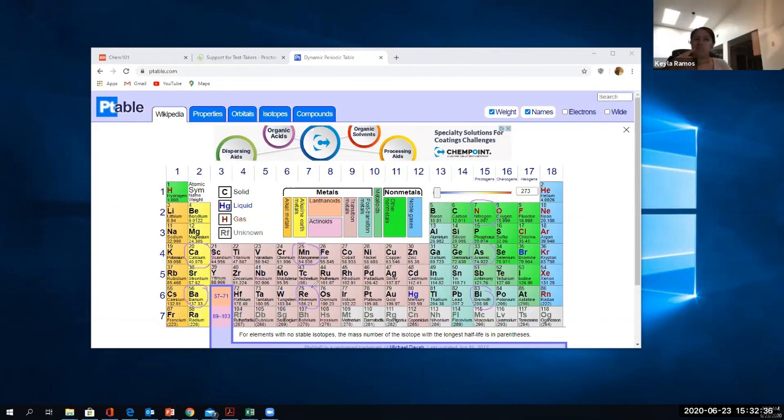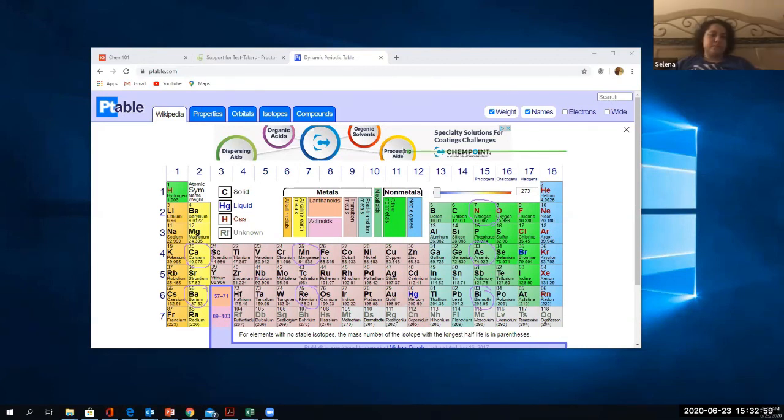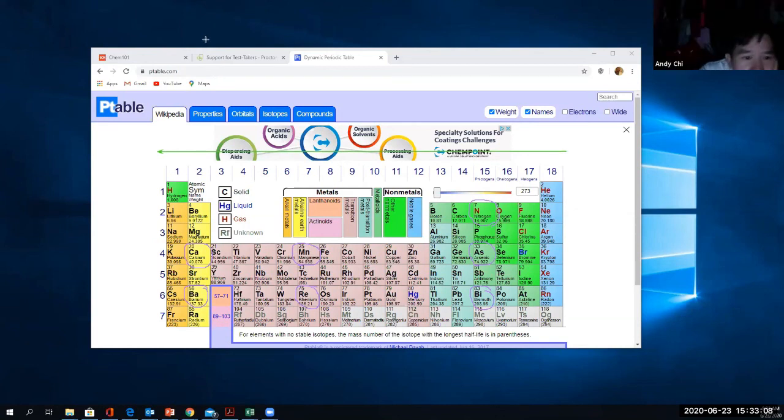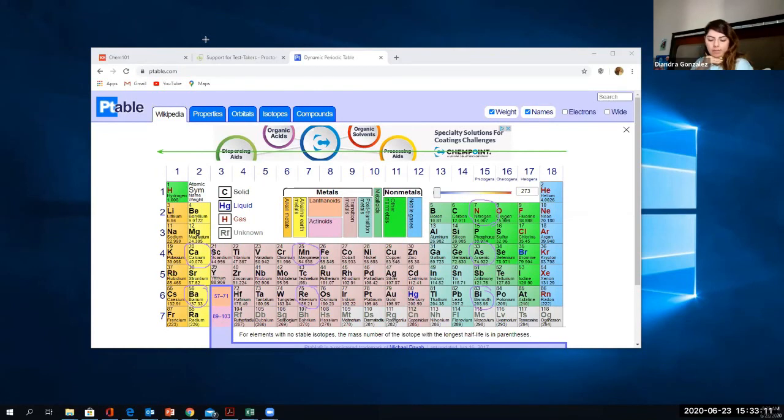So what do we know about trends of atomic size? It increases as you go from right to left on the periodic table. So let's draw that. It increases as we go from right to left, and it also increases as you go from top to bottom.